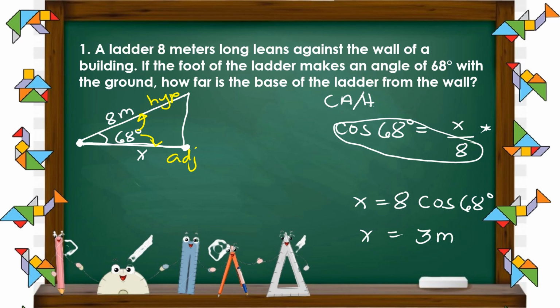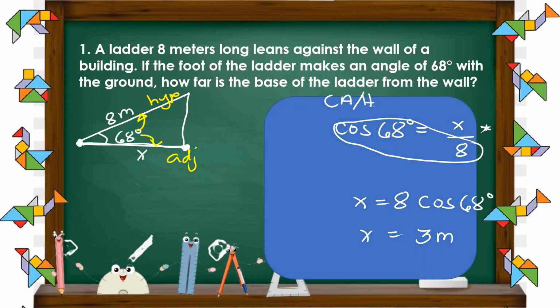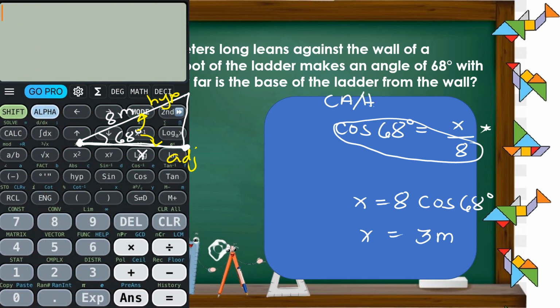So we have 2.996852, so that's around 3 meters. So that's the answer. If we're going to use your calculator again, you're just going to input 8, then cosine, then 68. So we're going to have 3 meters as our correct answer.